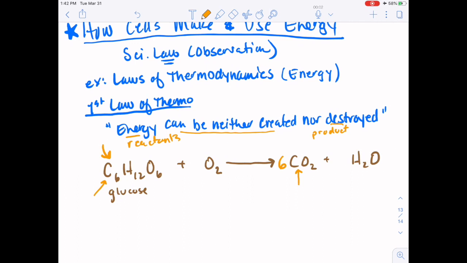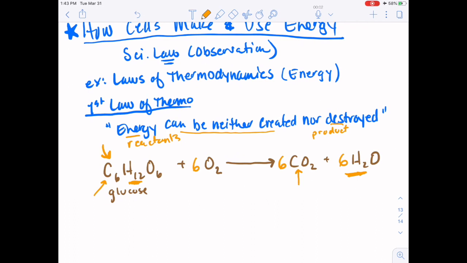But wait, now I'm also noticing that there are 12 hydrogens over here, but only 2 here. What if I put a 6 there? Now we got 12 over here and 12 over here. Yay, but ooh, our oxygens are off. I've got 6, 7, 8, but I have 12 plus 6 over here. I gotta do something. Don't worry about it, I'll just put that 6 right there. That fixes it right there.